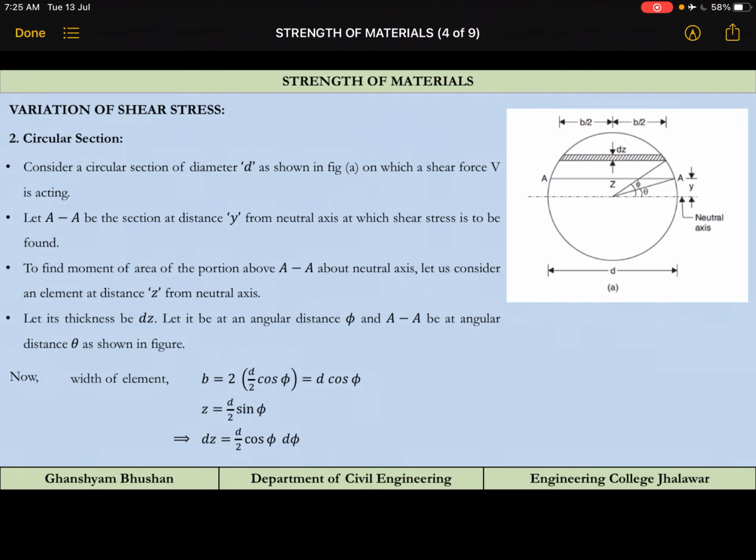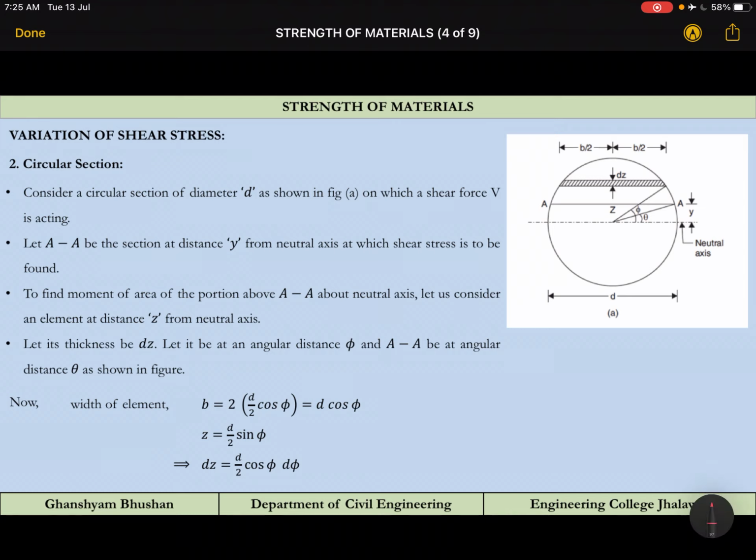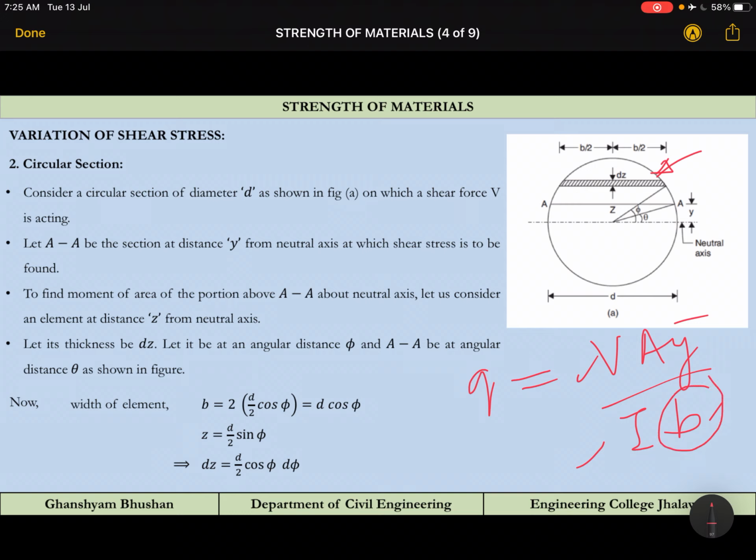So for circular section, what we are going to do, same, we are going to take a small strip. We will try to calculate all the required values, and we will put those values in the standard equation, which is q is equal to V A y bar upon I into b. Now you can see here, though I is constant, b is also the same, but here b is not constant, we have to calculate b, A, and y bar.